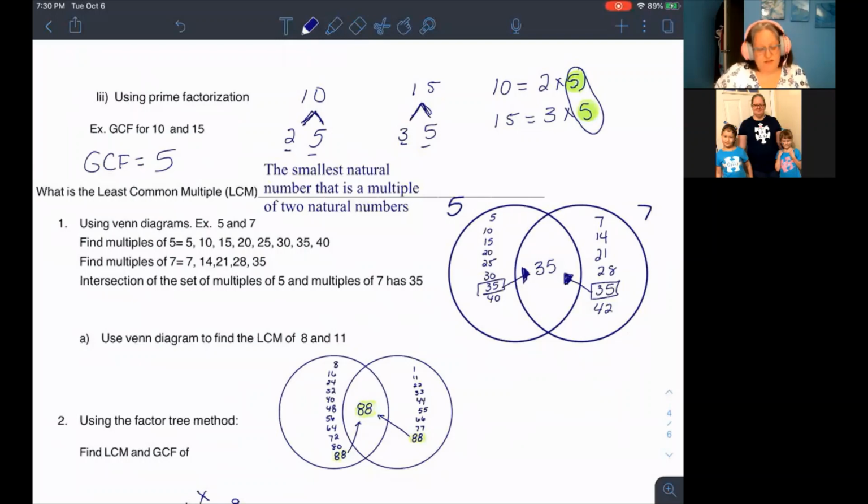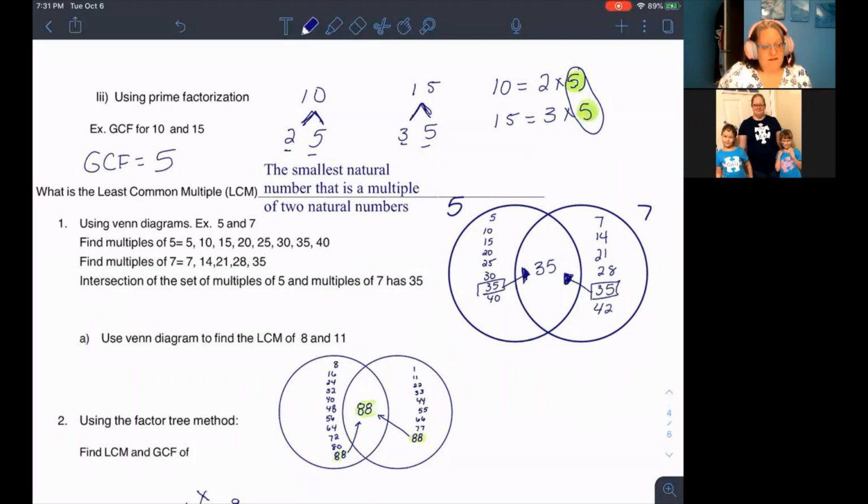All right, so now we're switching gears. We're going to be working on the least common multiple. I know it's a little tricky trying to figure out what the differences are. The least common multiple is the smallest natural number that is a multiple of 2 natural numbers. Say you have 5. The multiples of 5 are 5, 10, 15, 20, 25, 30. Those are all the multiples. Anytime you add something to a number, that's what the multiple is. The multiples of 7 are 7, 14, 21, 28, 35, 42, and so on.